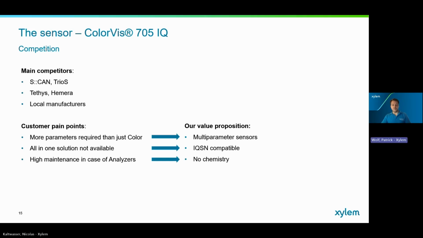Which means our value proposition to convince customers is we have multi-parameter sensors, so you can measure much more, not just color. These sensors are compatible with the IQ SensorNet with all the sensors in our portfolio, and the color sensors don't need chemistry-like analyzers.